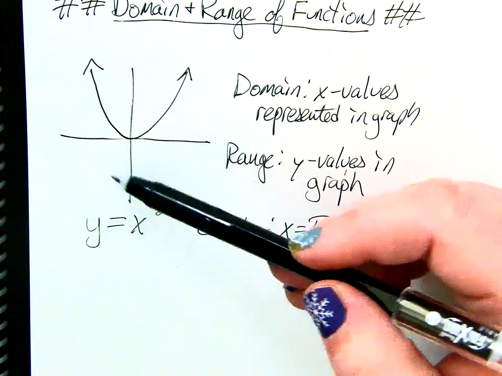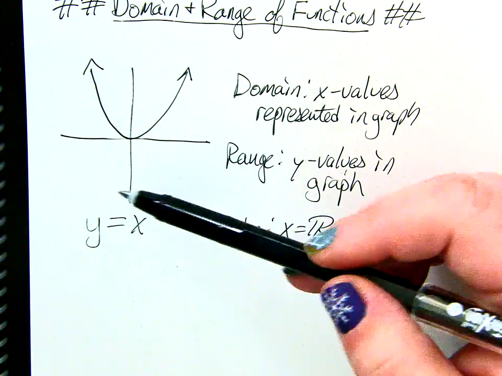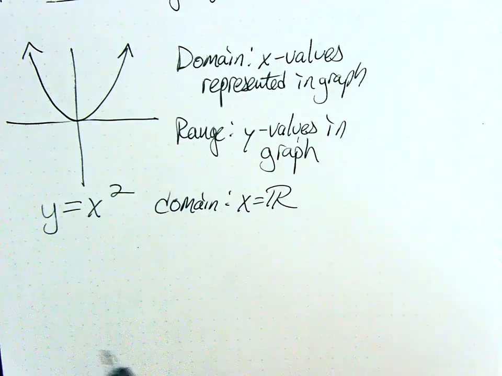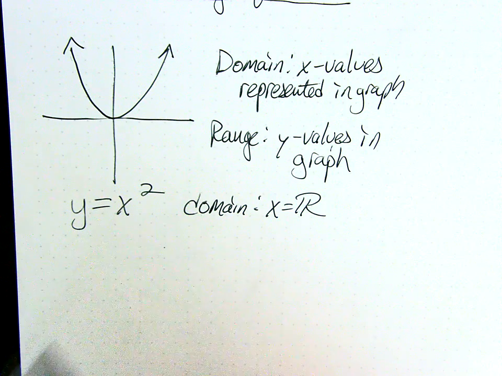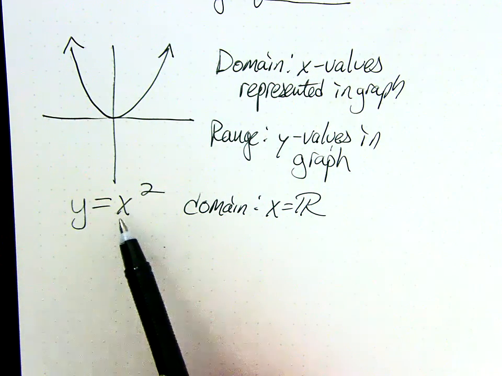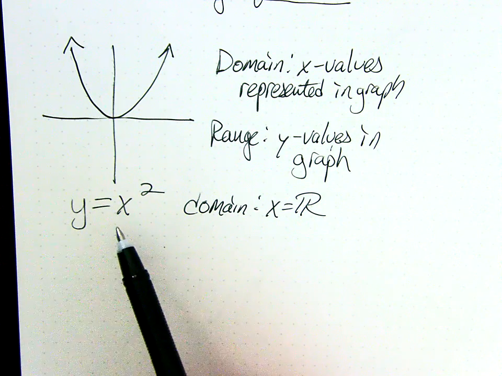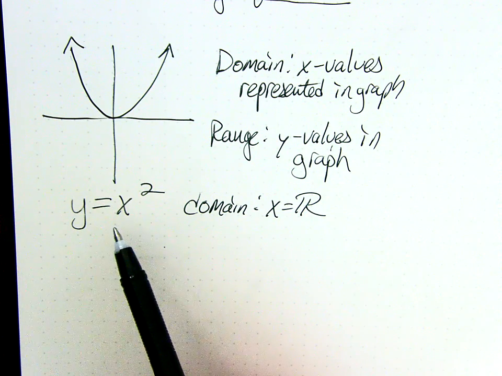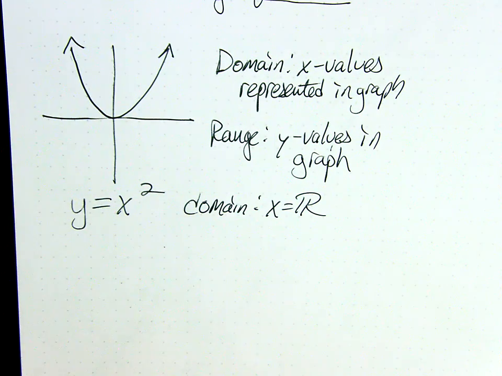Am I ever going to get a y value down here? No matter what you plug in for x, you will never get out a negative y value. It's impossible because I'm going to take a number and I'm going to square it. So whether that number that I put in was positive, it would come out positive. If I put it in a negative, it would come out positive still. If I put in 0, it comes out as 0. So there's no way for me to get a negative number.